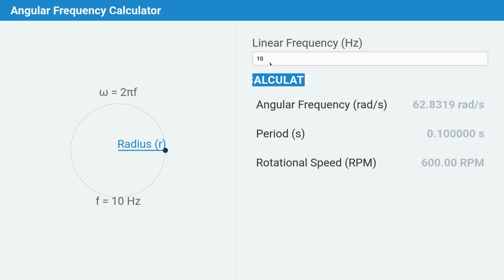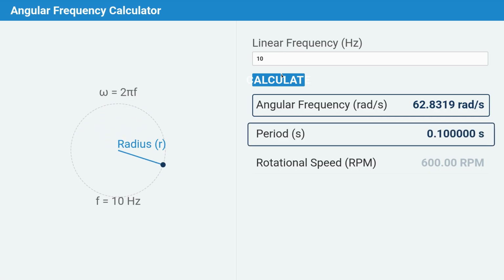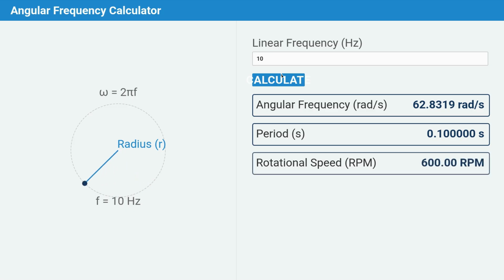The angular frequency equals 62.8319 radians per second, which represents how fast the rotation occurs in angular units. The period shows 0.100000 seconds, telling us the time for one complete rotation. The rotational speed displays 600.00 RPM, giving us the revolutions per minute.